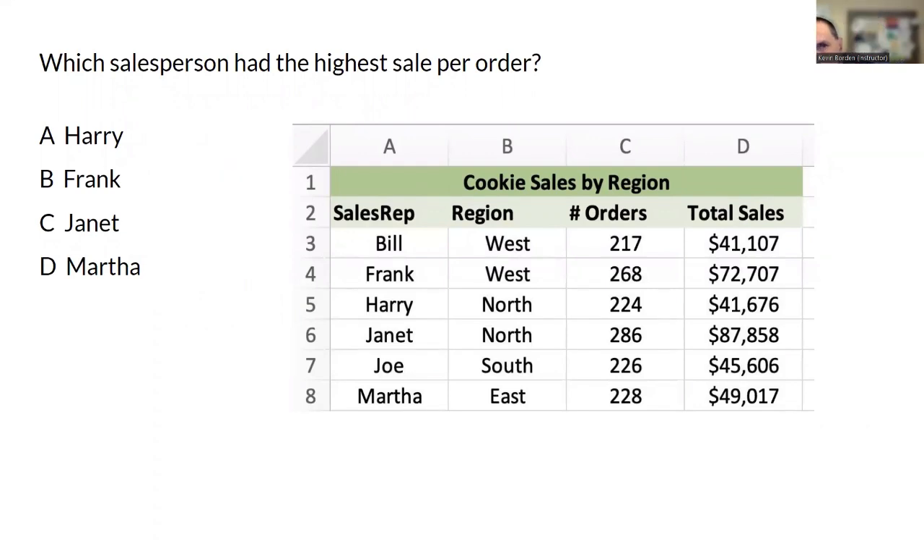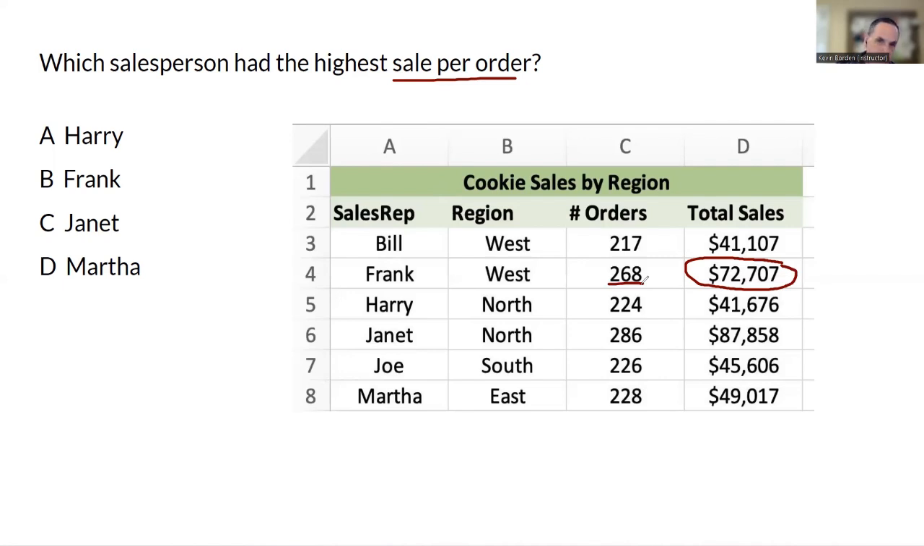All right, so when approaching a problem like this, you don't want to do too much work. You don't necessarily want to calculate all of these, but you can. That might be the safest thing to do. But for me, I would gravitate toward the people with the most sales first. So it looks like Frank had a lot of sales. So let's find out what was his sales per order. What that means is to take his sales and divide by the number of orders.